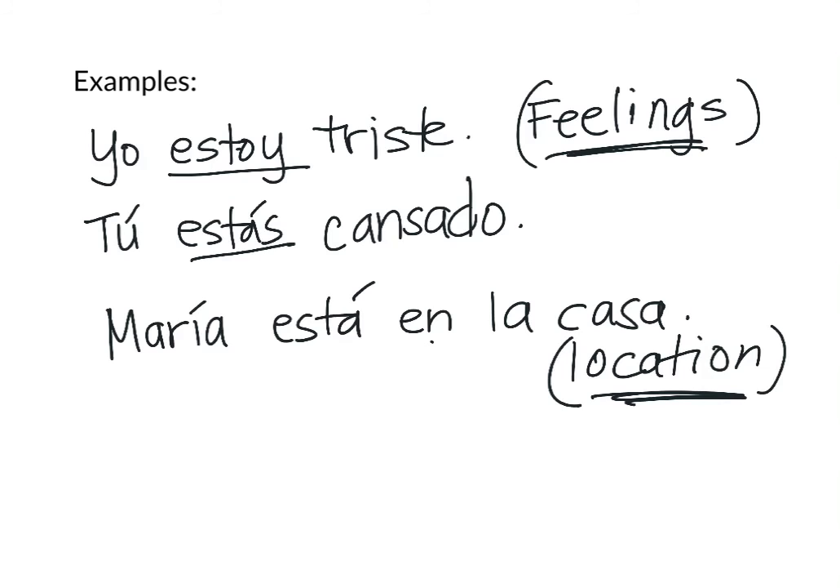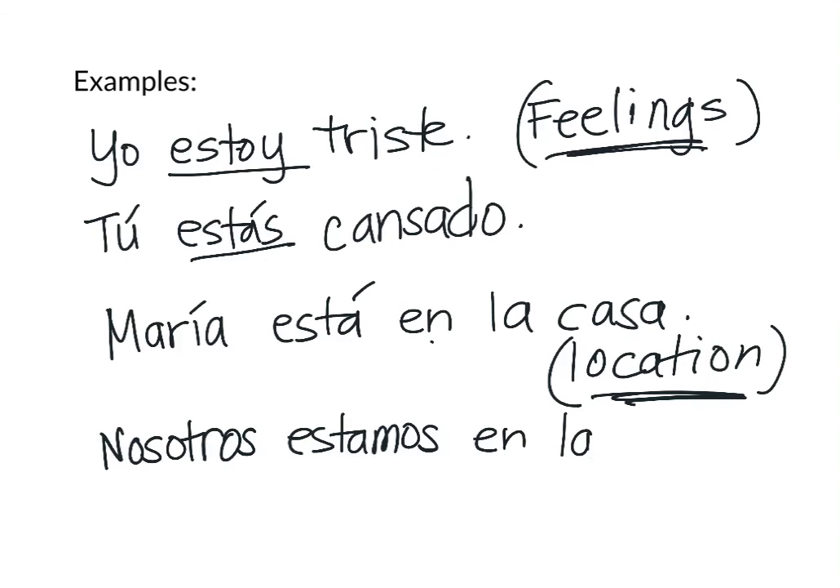Another example would be nosotros estamos en la selva. And that means we are in the jungle. So notice again that we can use some of our vocab, and that's why the verb estar is part of this unit. It has to do with location, and some of the locations we can use are related to our vocab.